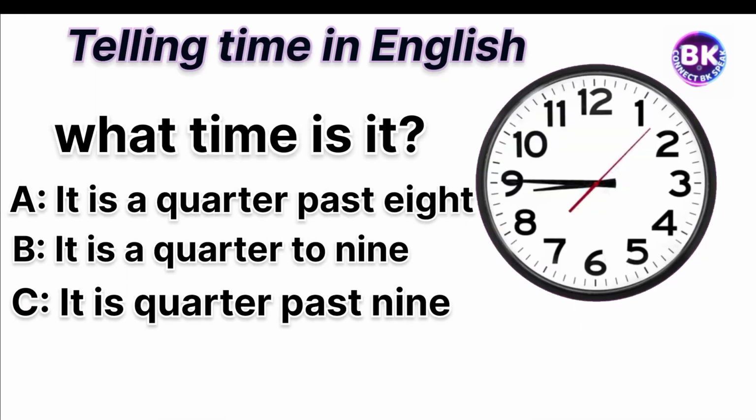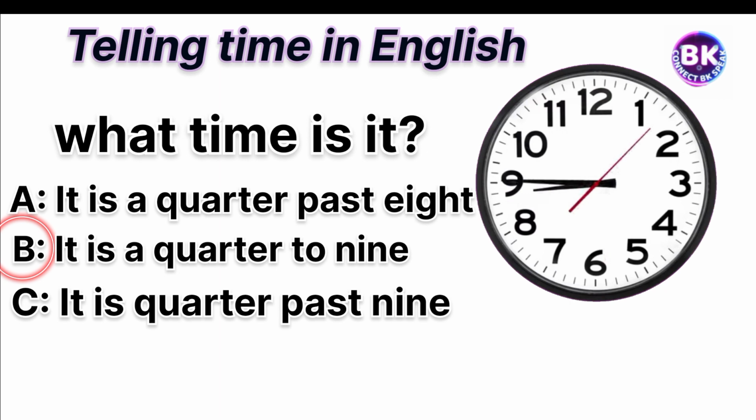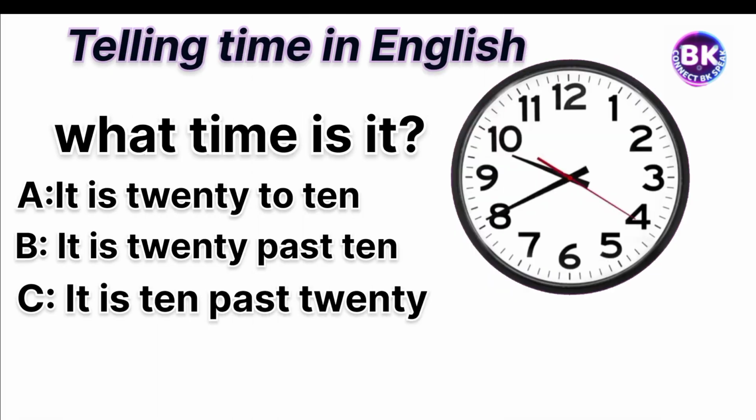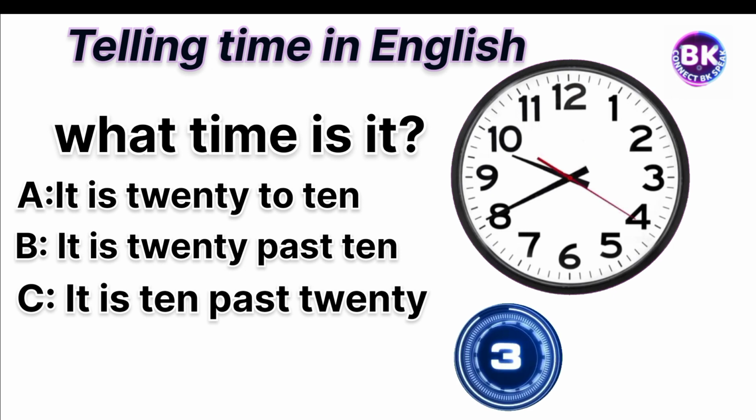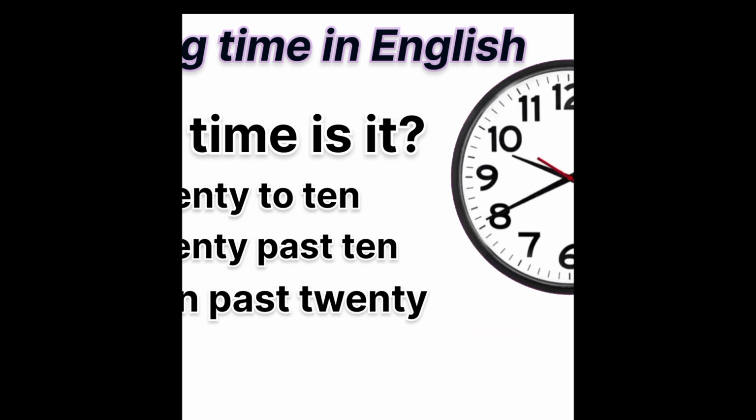What time is it? Correct answer B. It is a quarter to 9. What time is it? Correct answer A. It is 20 to 10.